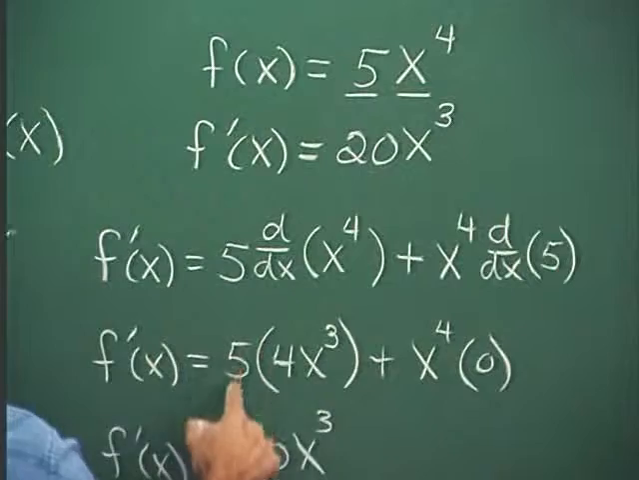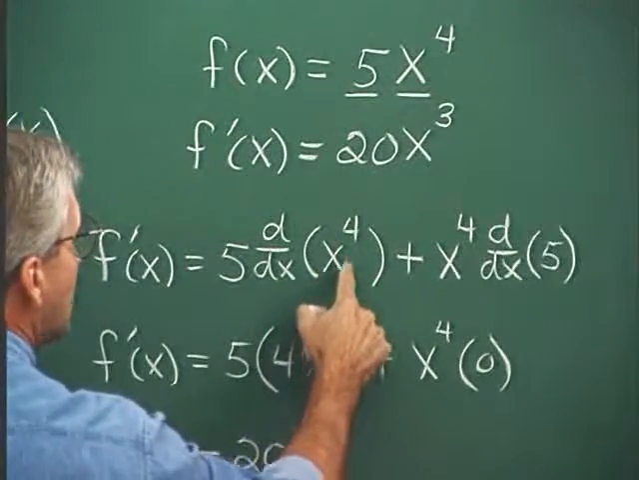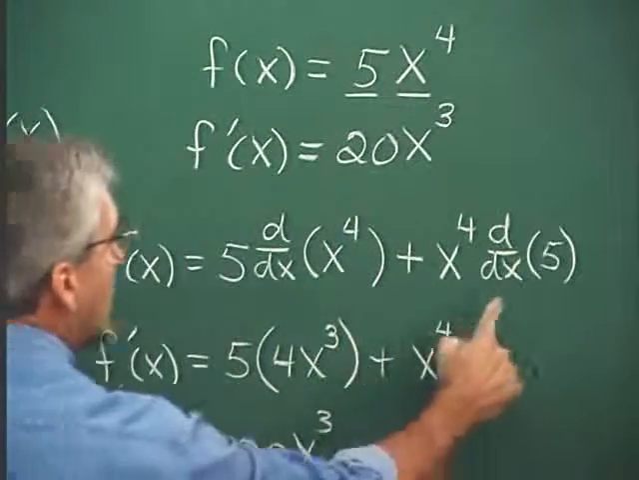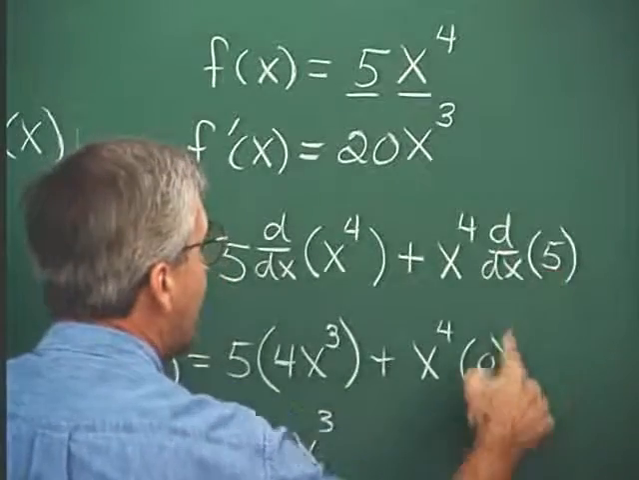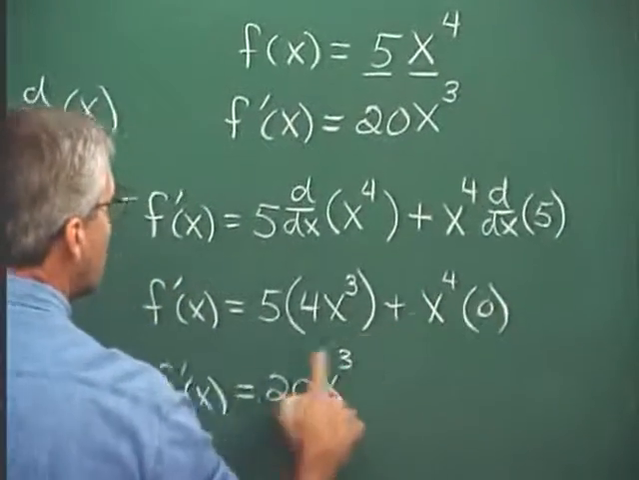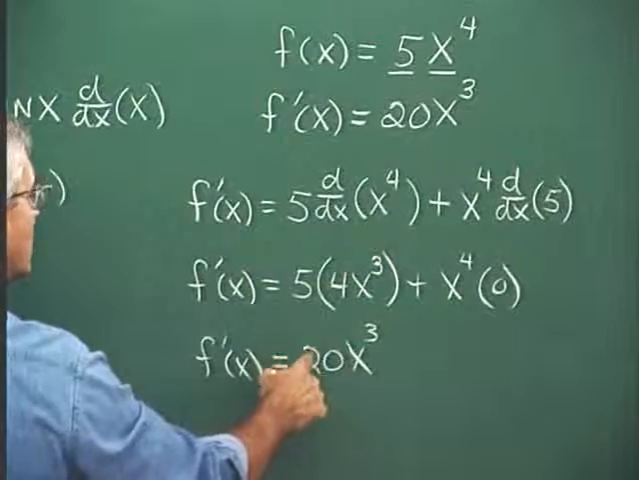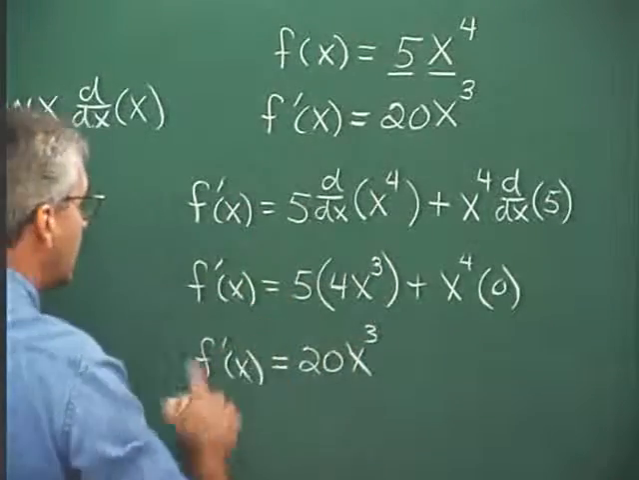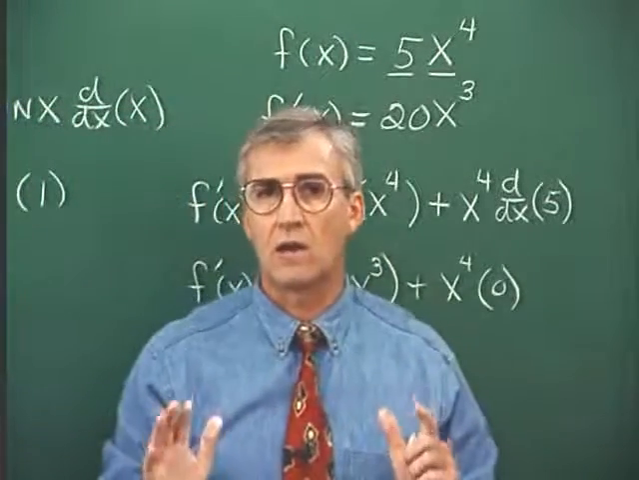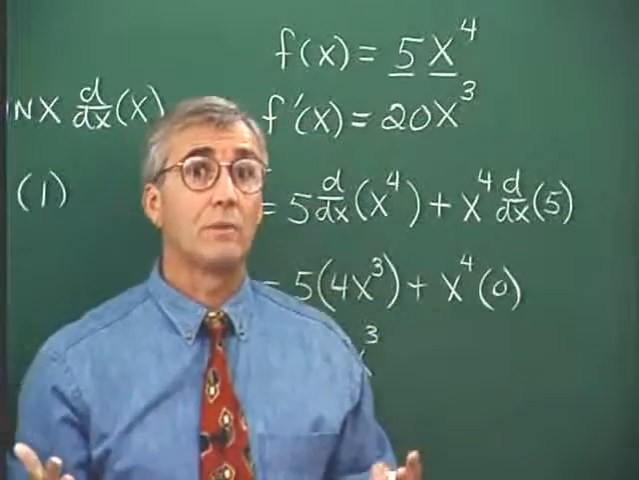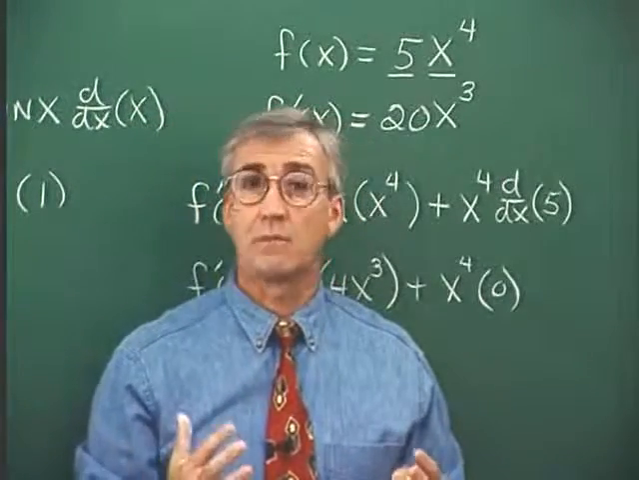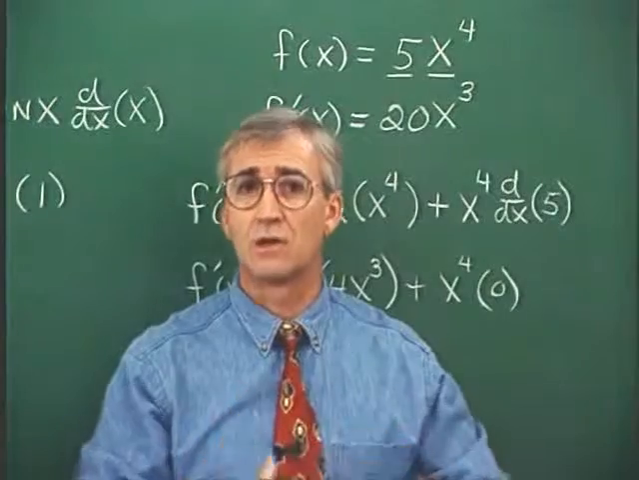So 5 times the derivative of x to the fourth, this would be 4x cubed. And the derivative of that constant 5 turns out to be 0, so that term goes out. And 5 times 4x cubed is 20x cubed, as we expected from before. So it all works out, and this is what we would expect to have happen here. We want that consistency to occur in mathematics.